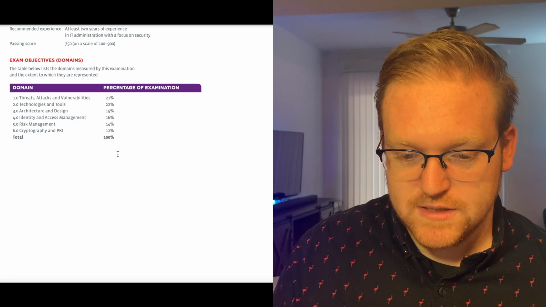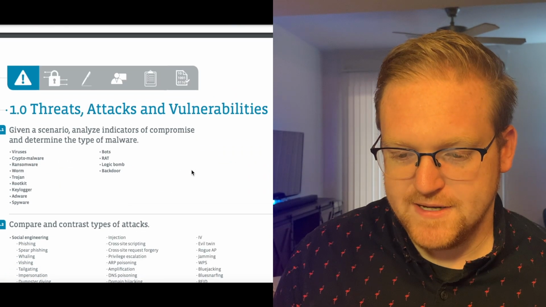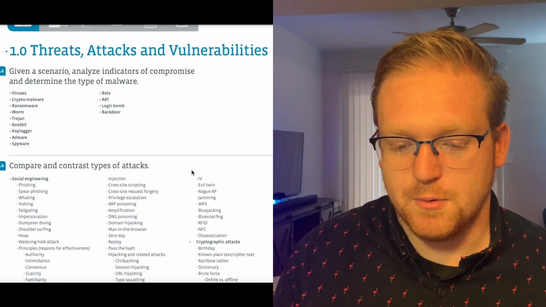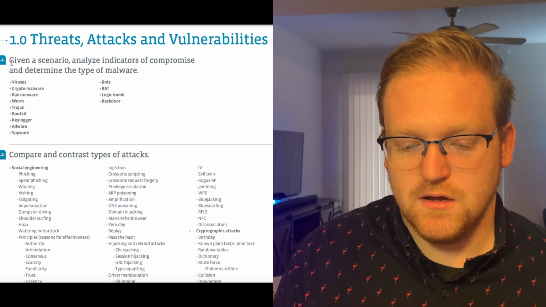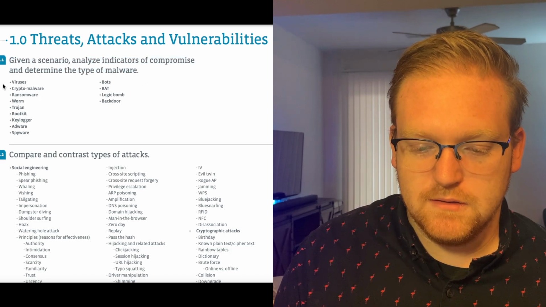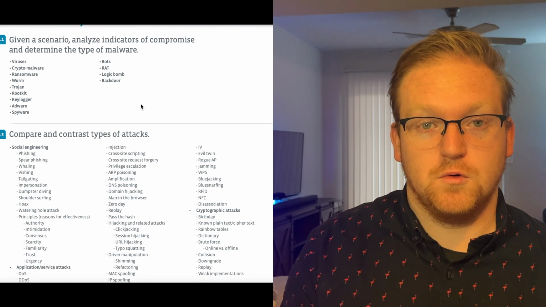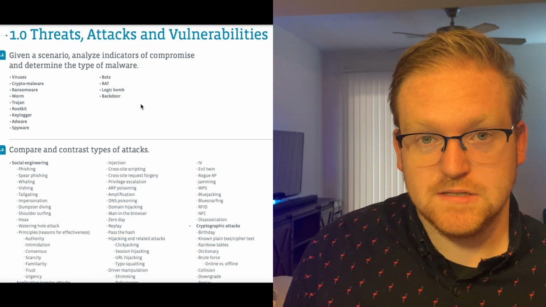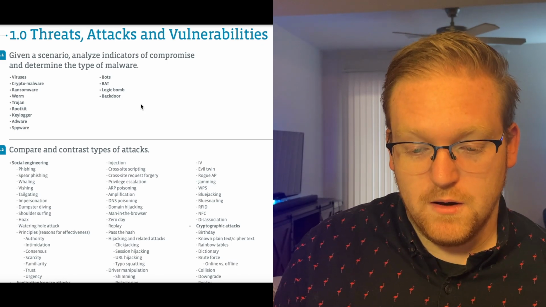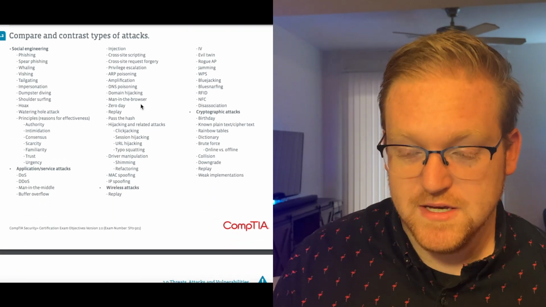Now scrolling down, we're going to see actually all the sections broken down. So this is section 1, threats, attacks, and vulnerabilities, and we can see, given a scenario, analyze indicators of compromise and determine the type of malware. And here are a bunch of types of malware. Now, obviously it's not giving you practice questions here, it's just saying, hey, here are potential questions. We could ask you about this. We might not, but we could. And what you really want to read from that is they're going to ask you about these questions, okay?